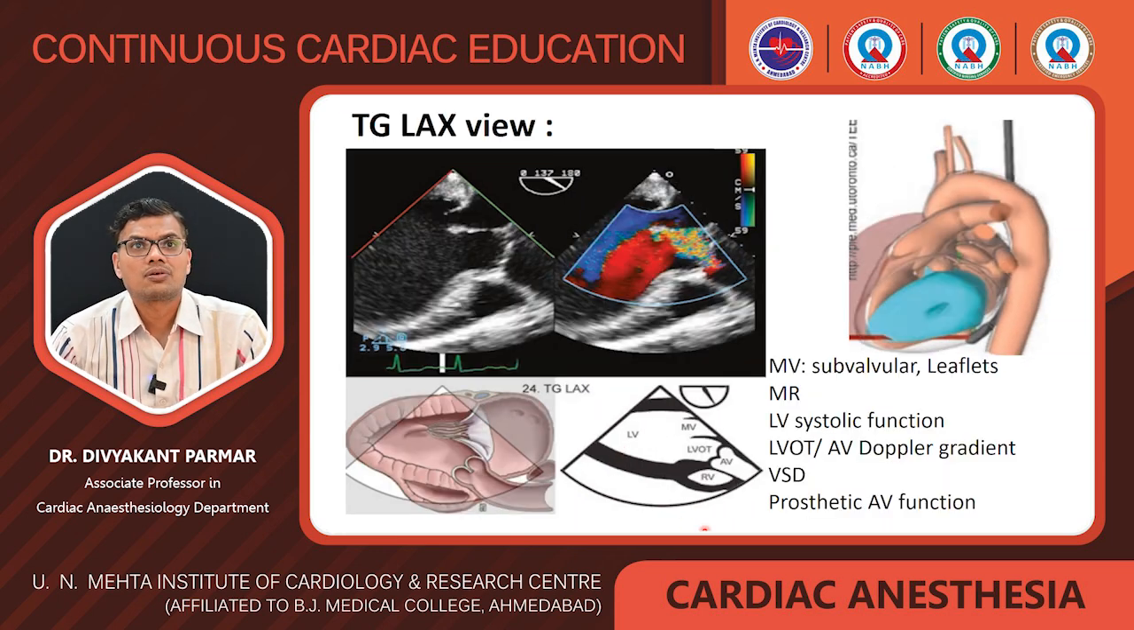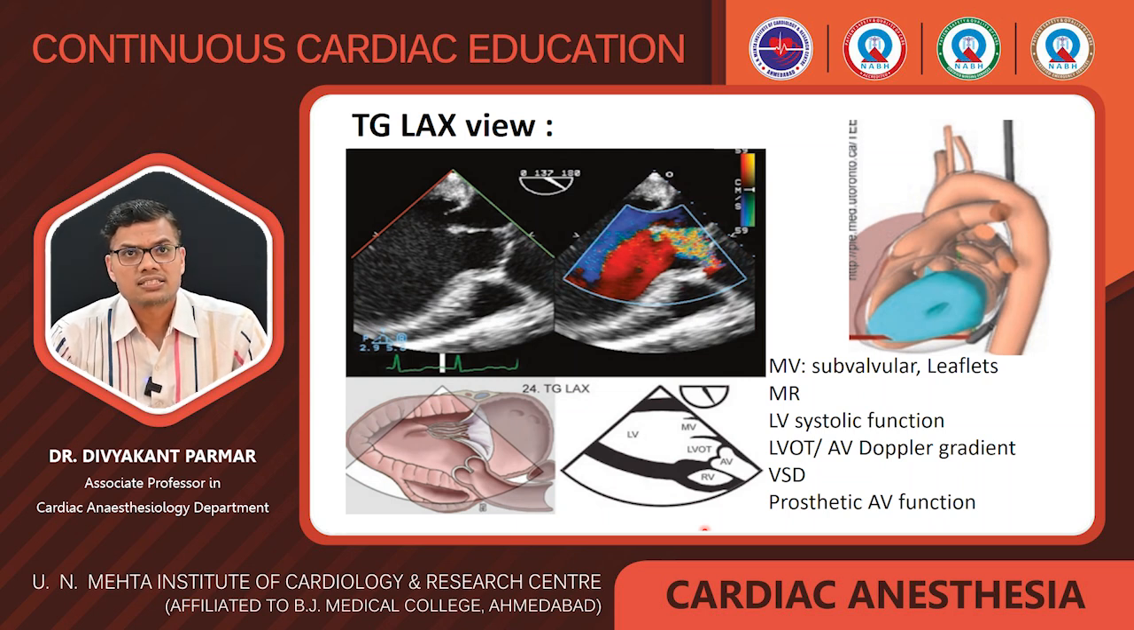This is the transgastric long axis view. From the transgastric mid-short axis view, we have to center the LV. Then we have to increase the transducer angle up to 120 to 140 degrees. Then we can see the aorta opening at the 4 o'clock position. This view is also important to assess the subvalvular apparatus, chordae tendineae, and the papillary muscles. By putting color Doppler, we can also assess the gradient across the LVOT or the aortic valve, and we can also assess postoperatively for the prosthetic aortic valve whether any perivalvular leak is present or not.